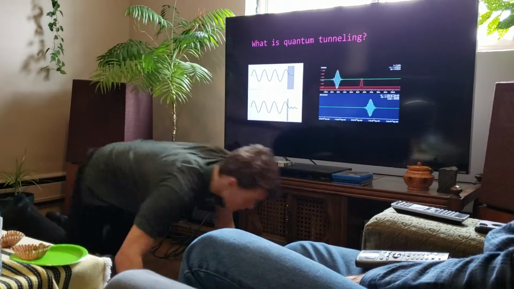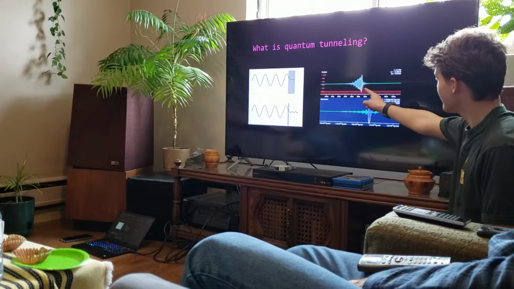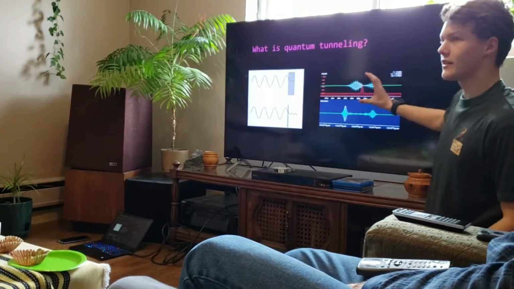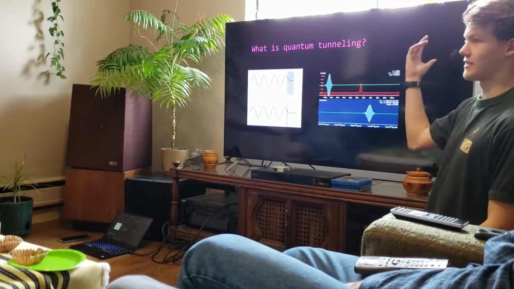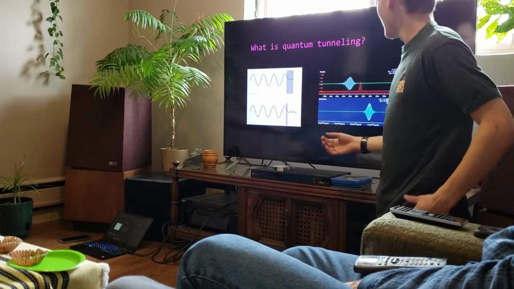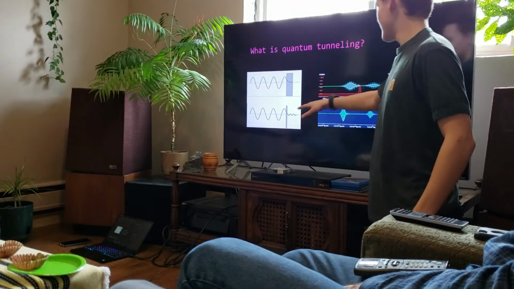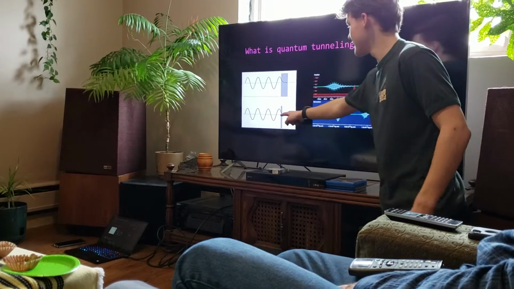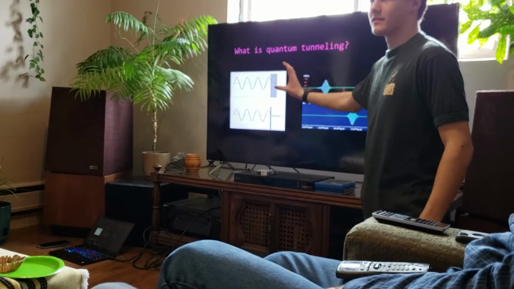If we look over here, when it hits the barrier, we can see that a majority of the electron bounces back, but there's still a small probability of it being on the other side. This would be the narrow barrier one, the one with the shorter one, or the narrower one. So it's not represented here, but in the GIF it is, where we see a little bit of probability still on the other side, but we also have majority bouncing back.